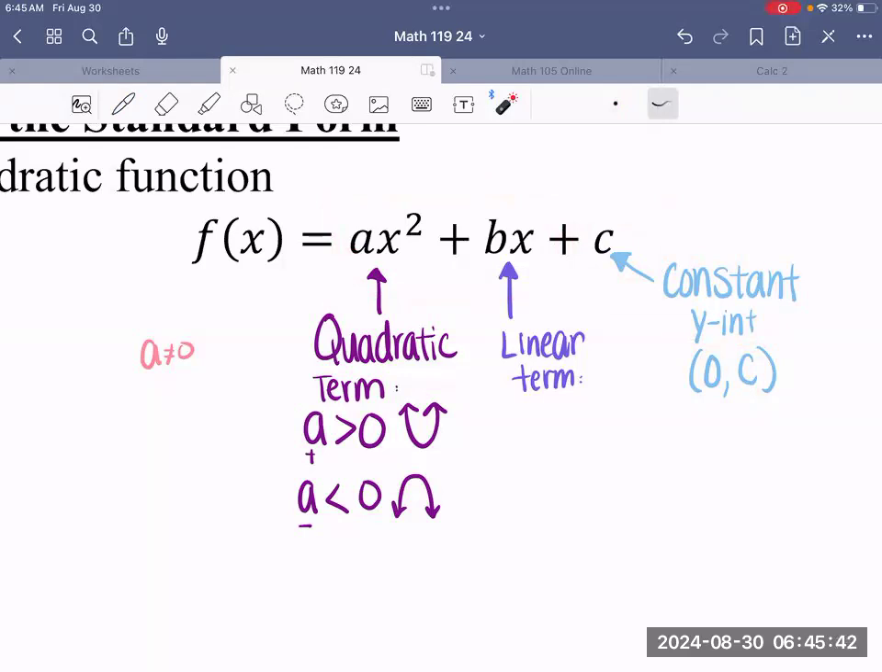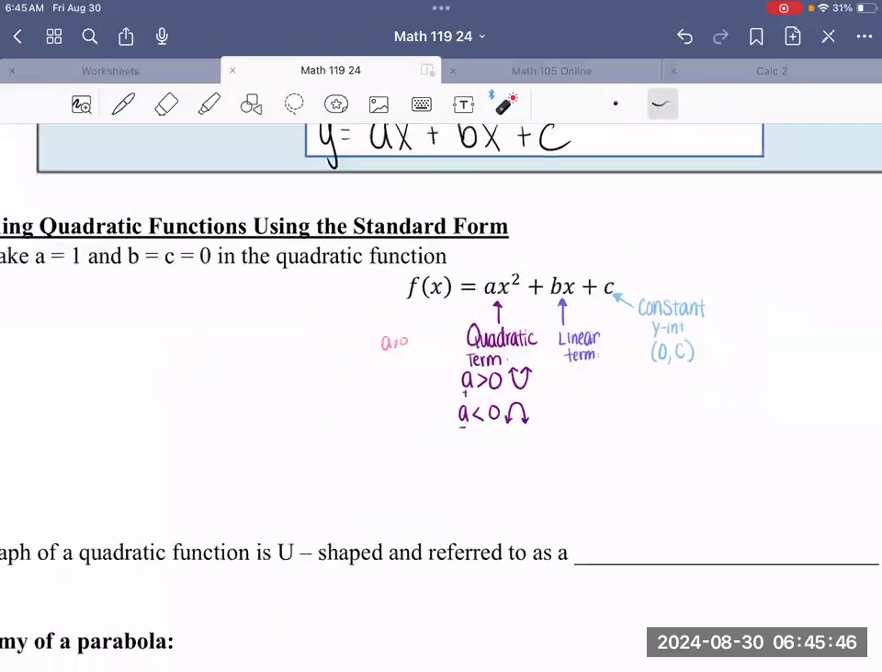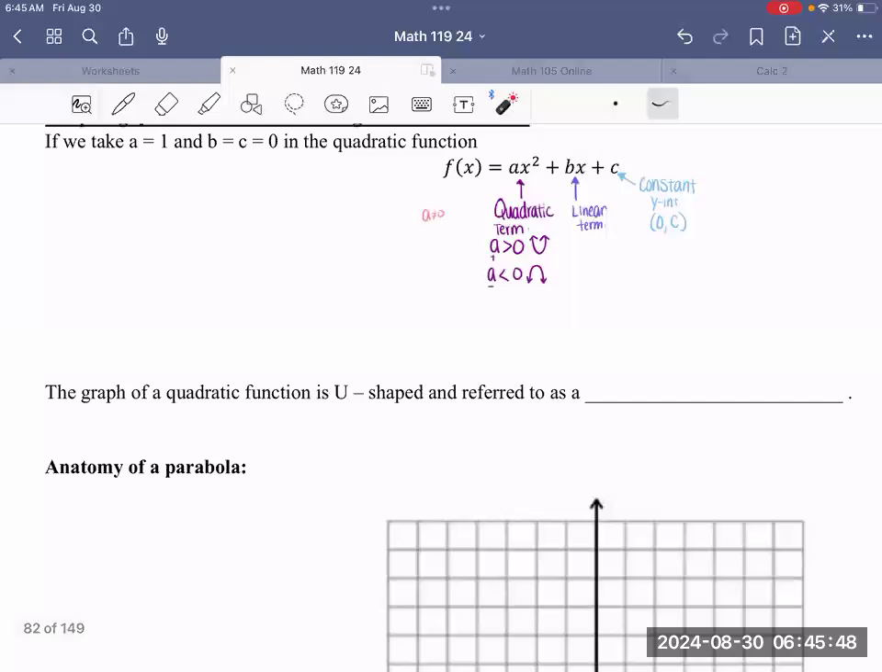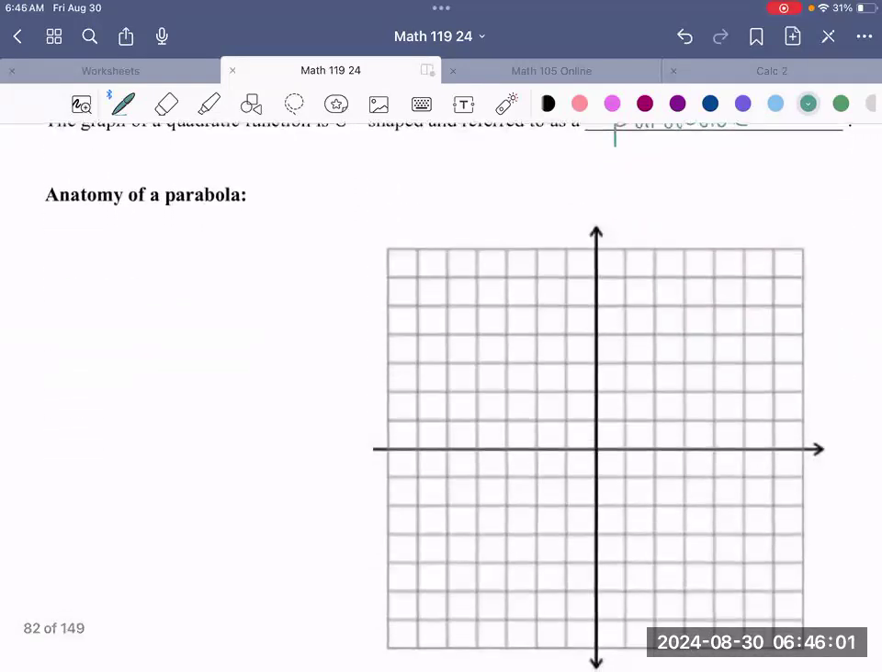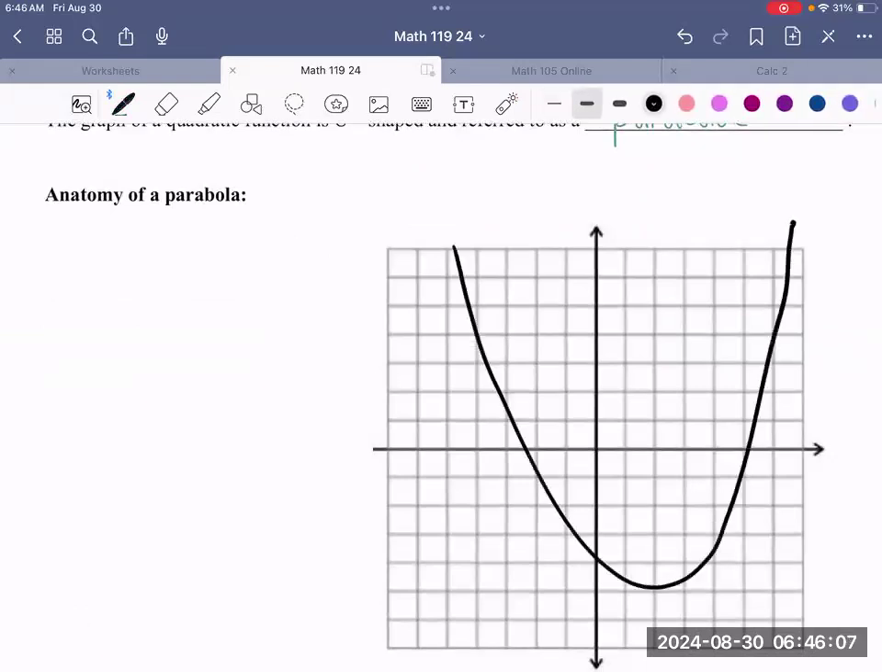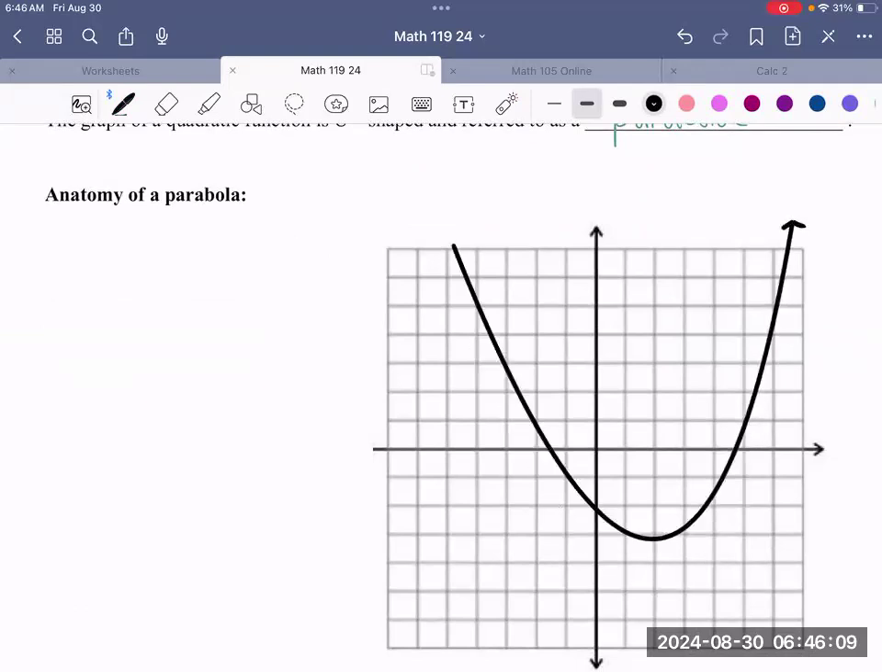Again, we're going to be talking a lot about some of these terms in a moment. The graph of a quadratic function is U-shaped, and this is referred to as a parabola. So let's get familiar with the anatomy of a parabola. Let me go ahead and draw just a very quick parabola. You'll notice that it's U-shaped.